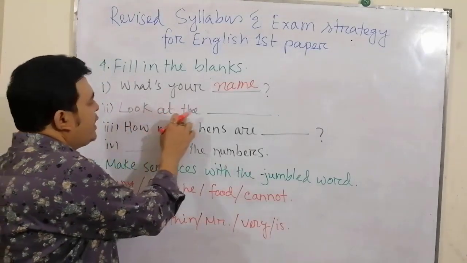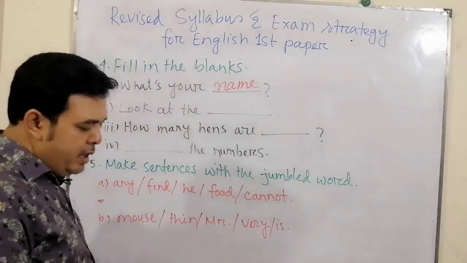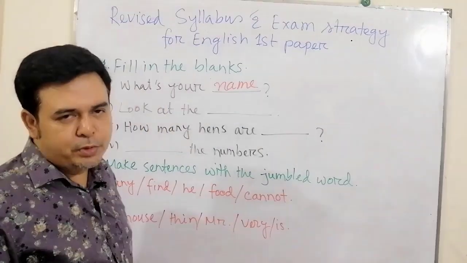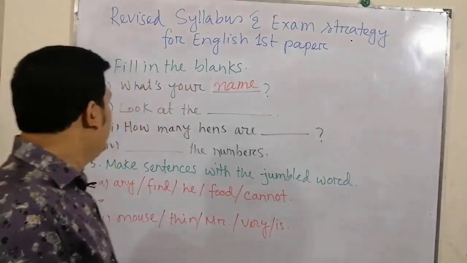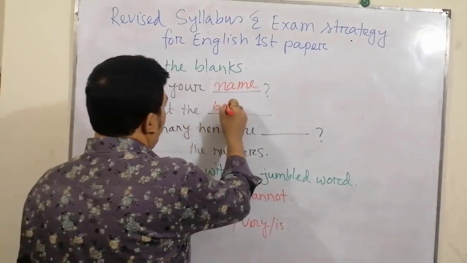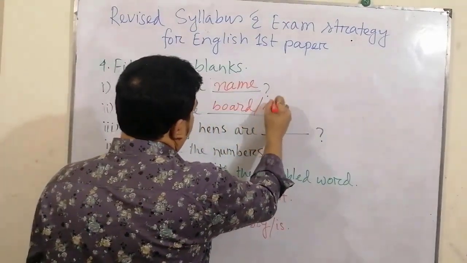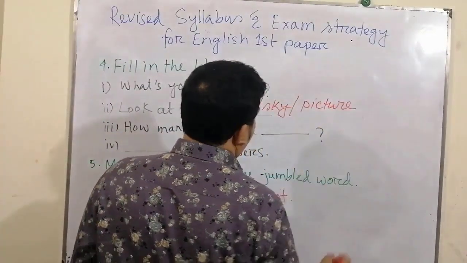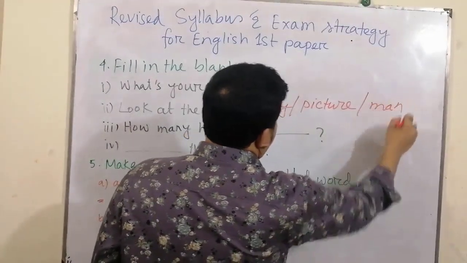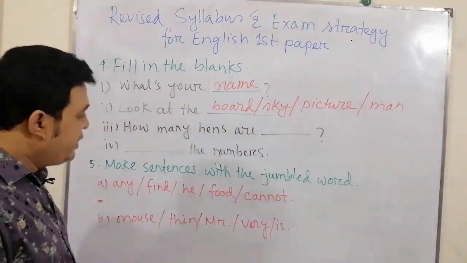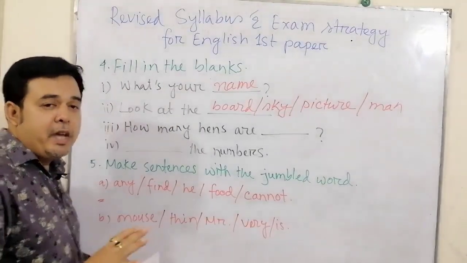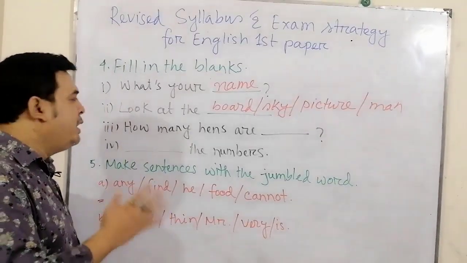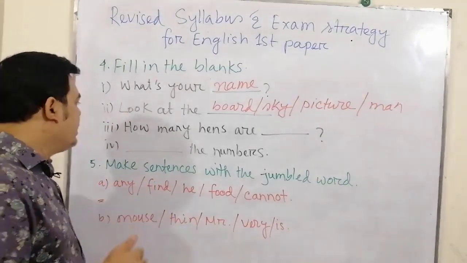The second one: "Look at the dash." If you consider this question, you will find that there are a variety of options here. For example, we can use "look at the board," "look at the sky," "look at the picture," "look at the man." There may be many more options. In that case you are free to write your answer, and if it is meaningfully right, you will get the marks.